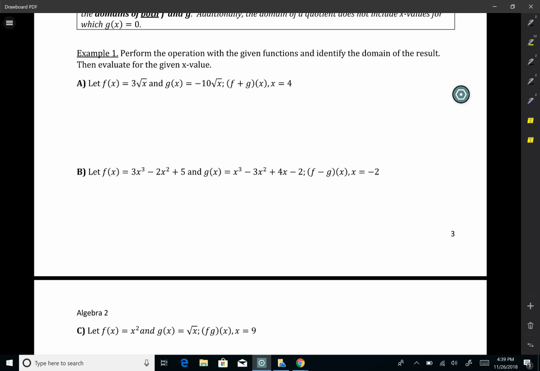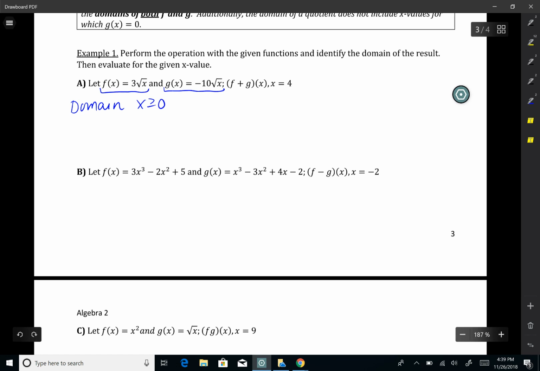So first, let's talk about the domain of these two functions. These are square root functions. And remember, we can only take the square root of 0 and positive numbers. So the domain to start with is x values greater than or equal to 0.